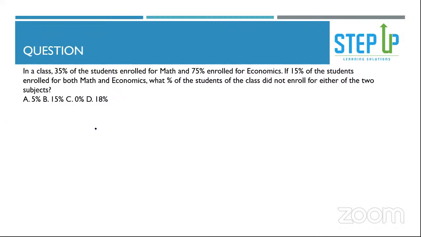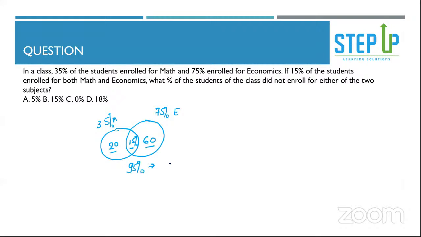All right. So 35% of the students enrolled for maths and 75% enrolled for economics. 15% of students have enrolled for both. So this will be 20, and 75 minus 15 is 60. So 20 plus 60 is 80, plus 15, 95% have enrolled for at least something.